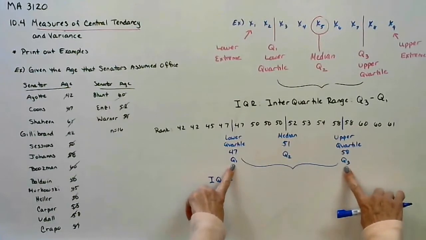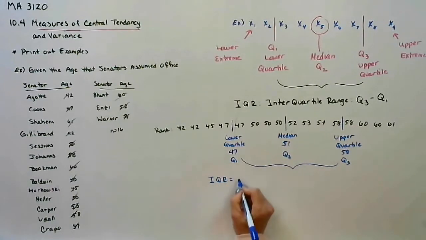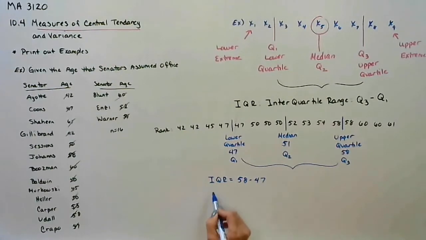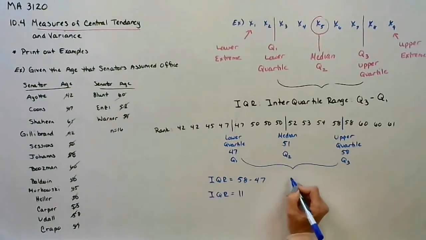So the upper quartile is 58. The lower quartile is 47. So that interquartile range, it appears that they are 11 away from each other. Okay, so that IQR is 11. So that's how we find that interquartile range.